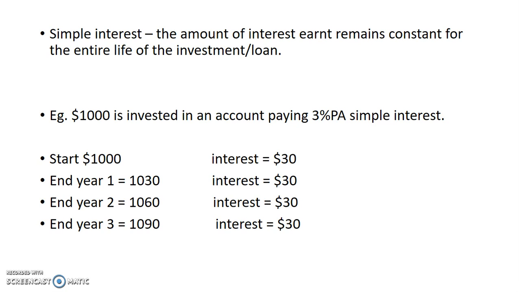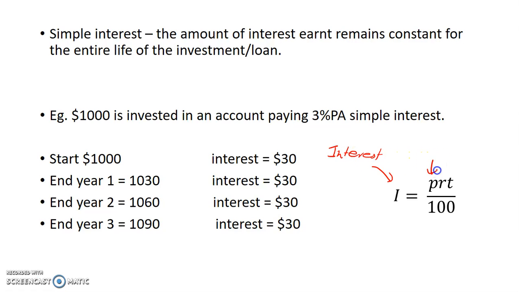You will earn $30 each year after that, and it will keep going up by 30. The amount of interest does not change according to how much money is in your account or still owing on your loan. There is a formula you can use. The formula looks like this: I equals PRT over 100. I stands for your amount of interest.